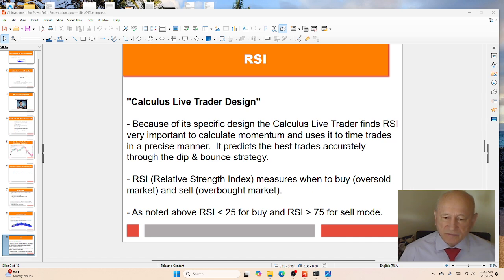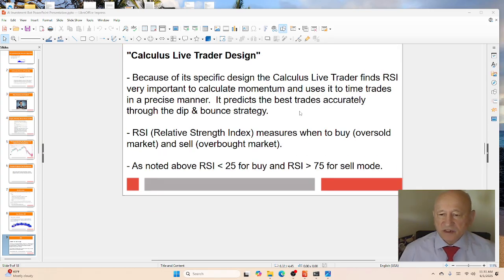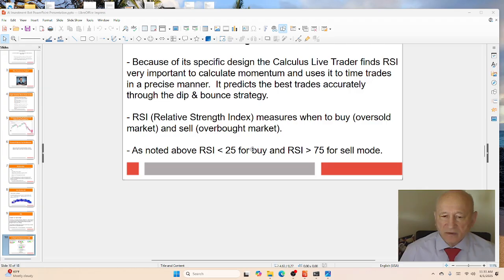Because of its specific design, the Calculus Live Trader finds RSI very important to calculate momentum, and it uses it to trade in a timely and precise manner. It predicts the best trades accurately through the dip and bounce strategy. RSI, the Relative Strength Index, measures when to buy in an oversold market and when to sell in an overbought market. As noted above, RSI less than 25 is great for buys, and RSI greater than 75 is great for sells.